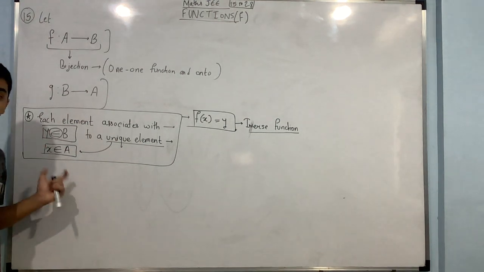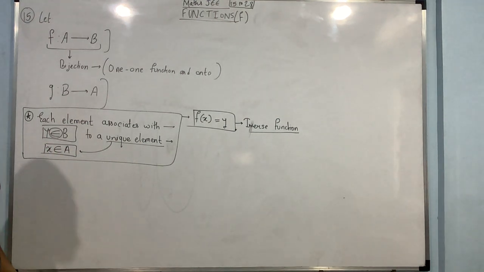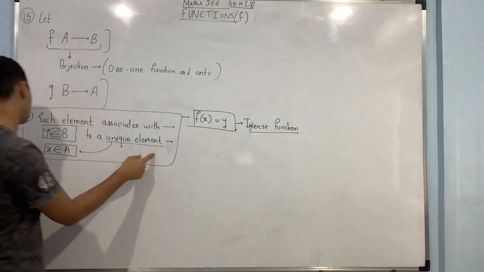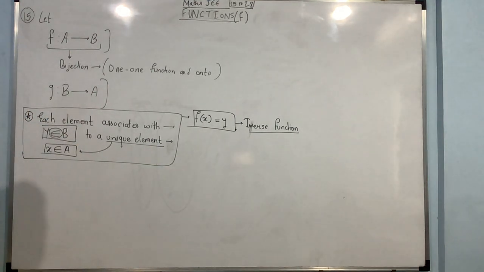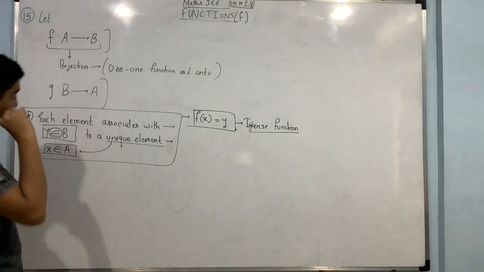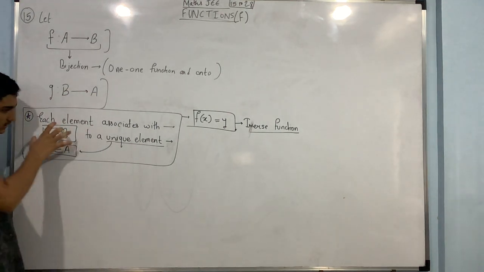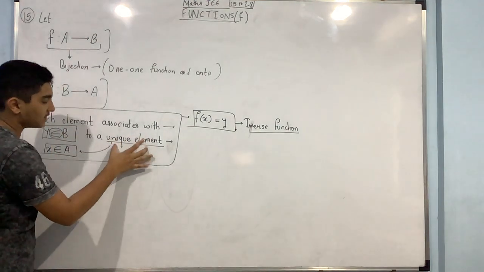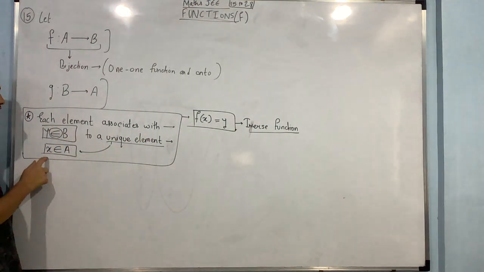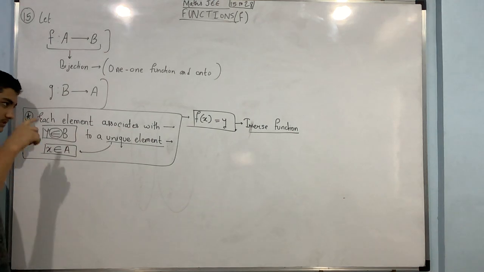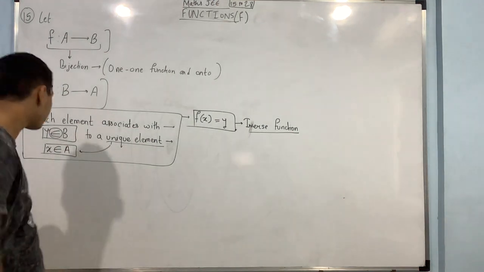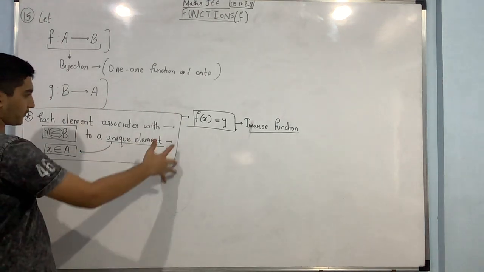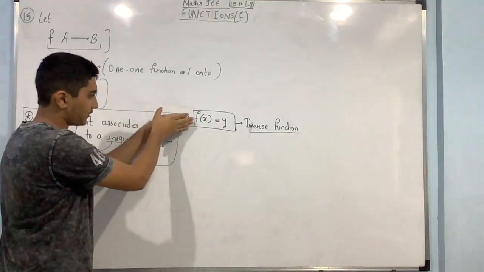Y belongs to the set B, and it associates with a unique element. Each element associates with a unique element. What is that unique element? X belonging to the set A. Got it? Very good. And now this point will connect to this point.